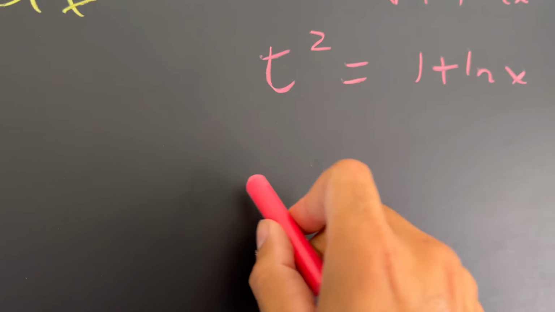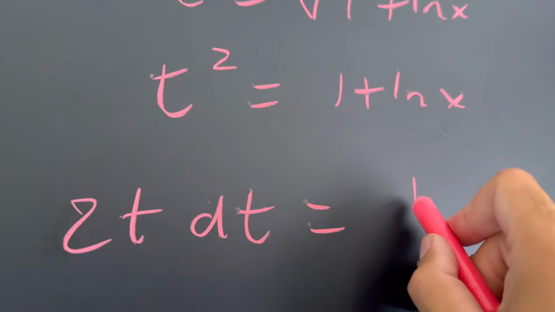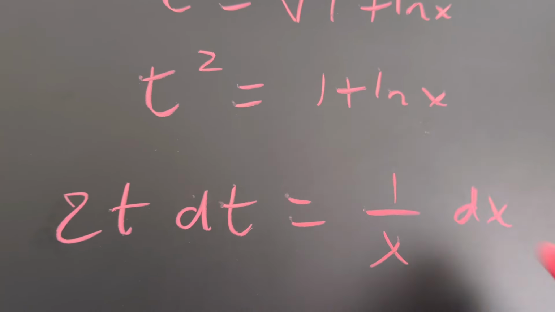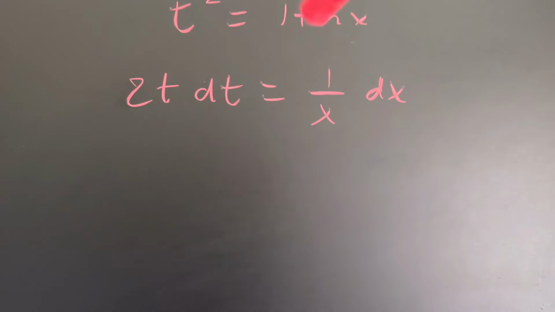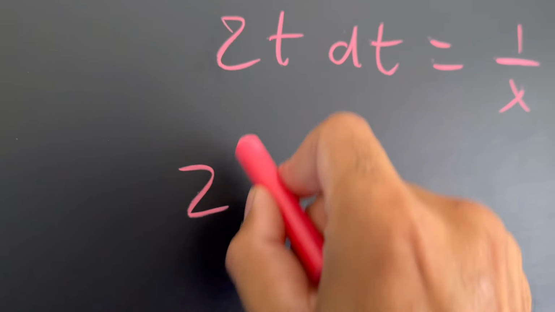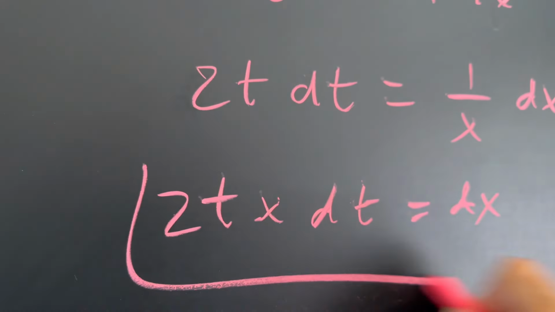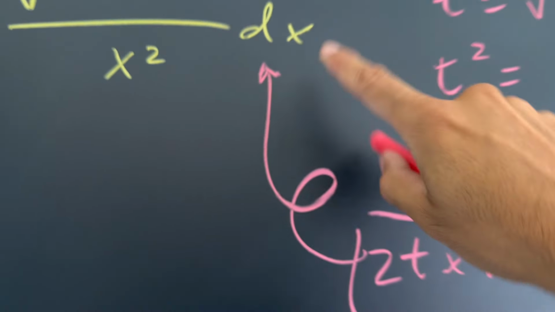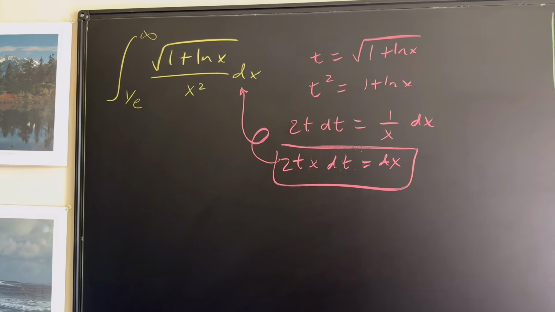So the derivative of t squared is 2t dt equals, and then over here we're going to have 1 over x dx. We could just move the x to the other side and get 2tx dt is equal to our differential dx. And this is perfect because that's exactly what we're going to need for the dx up here. Okay, so let's start changing things.